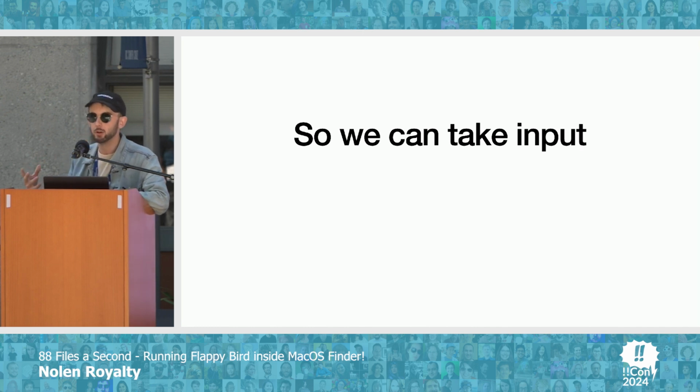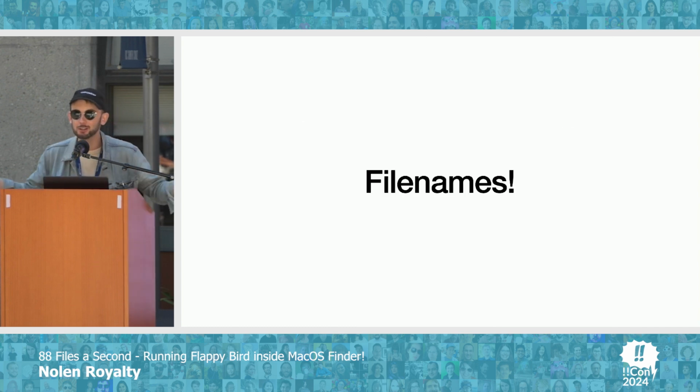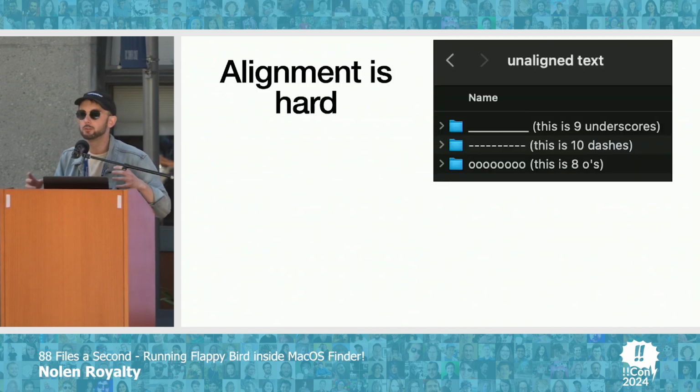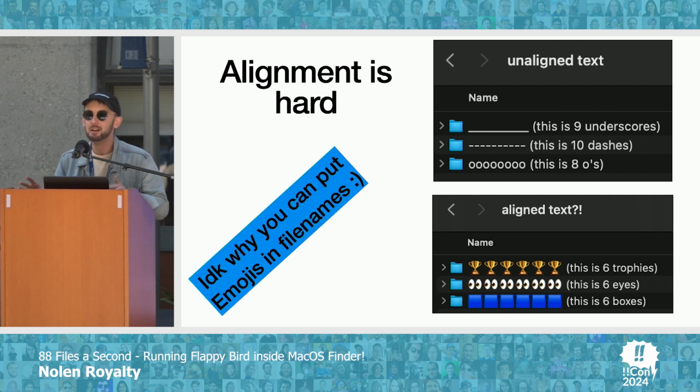So we can take input. That's one of the things that we need for our game, but we also need output, right? What should we use for output? Well, I think that file names are a very reasonable thing to do. We're already dealing with file names, right? And so I started trying to figure out how I would draw the user a picture within the file system. I was trying to come up with how to do ASCII art, but Finder's font isn't monospaced, and so that wasn't really working. And then I realized, wait, you can put emojis in file names, which is insane. I don't know why you can do that, but emojis, conveniently, are all the same width, and so it's much easier to draw with them. Thank you, whoever added that to macOS.